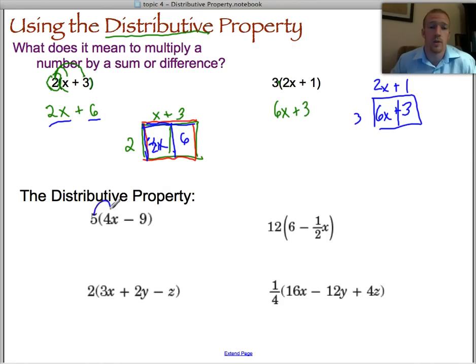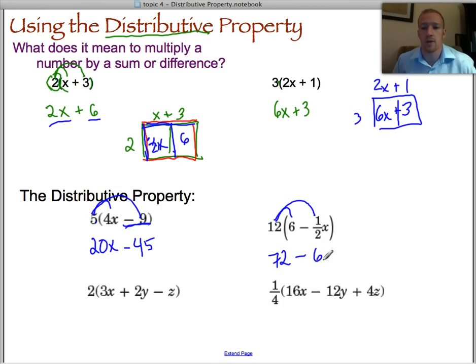So distribute. We have 5 times 4x, that's a 20x. 5 times a negative 9, this is a negative 9, so that's a negative 45. Done, D-O-N-E. Here we distribute the 12. So 12 times 6 is 72. 12 times a negative 1/2 is going to be a negative number. 12 times a half is 6, so it gives us a 6x.